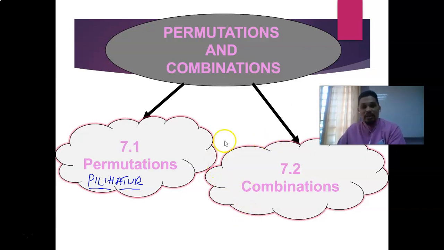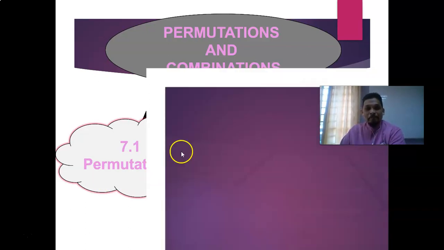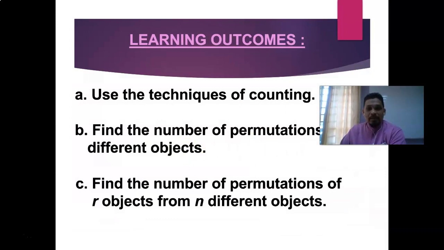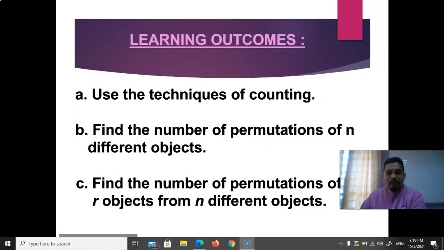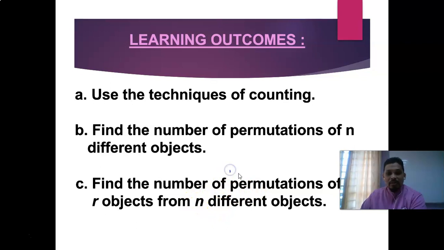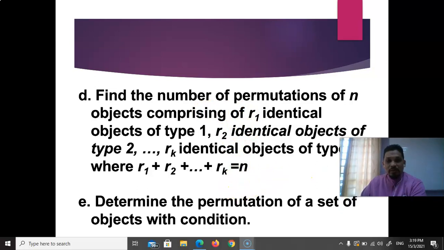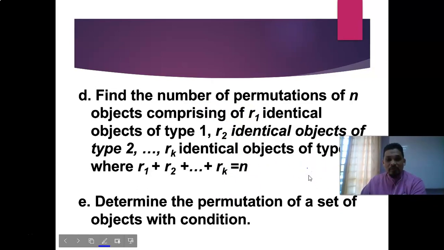So let's take a look at the first part of this lecture, 7.1, permutation. Use the techniques of counting to find the number of permutations of n different objects, and find the number of permutations of r objects from n different objects. I'm not going to explain all this. You may read by yourself, and we're going to look into examples.